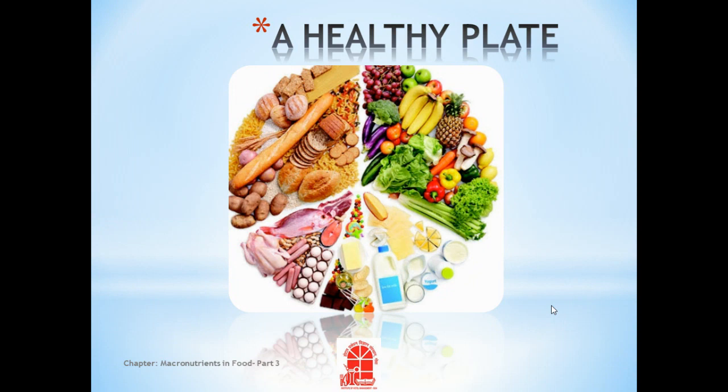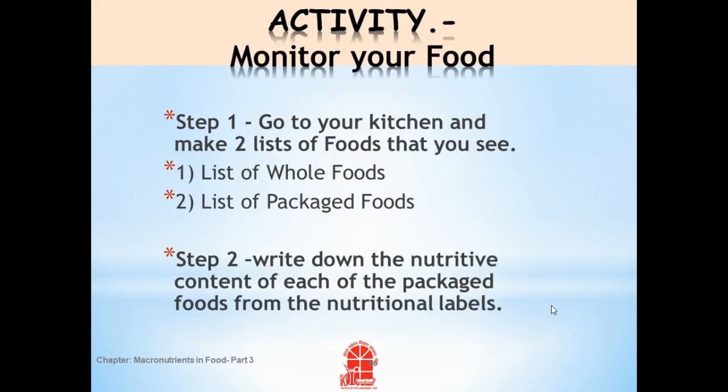So now, I would like to give you an activity. It's called monitor your food. What you have to do is go to your kitchen and make two lists of foods that you see. One list will be of whole foods, like for example, apple, then you have grains, dals, etc. Vegetables also, and fruit would come in this category.